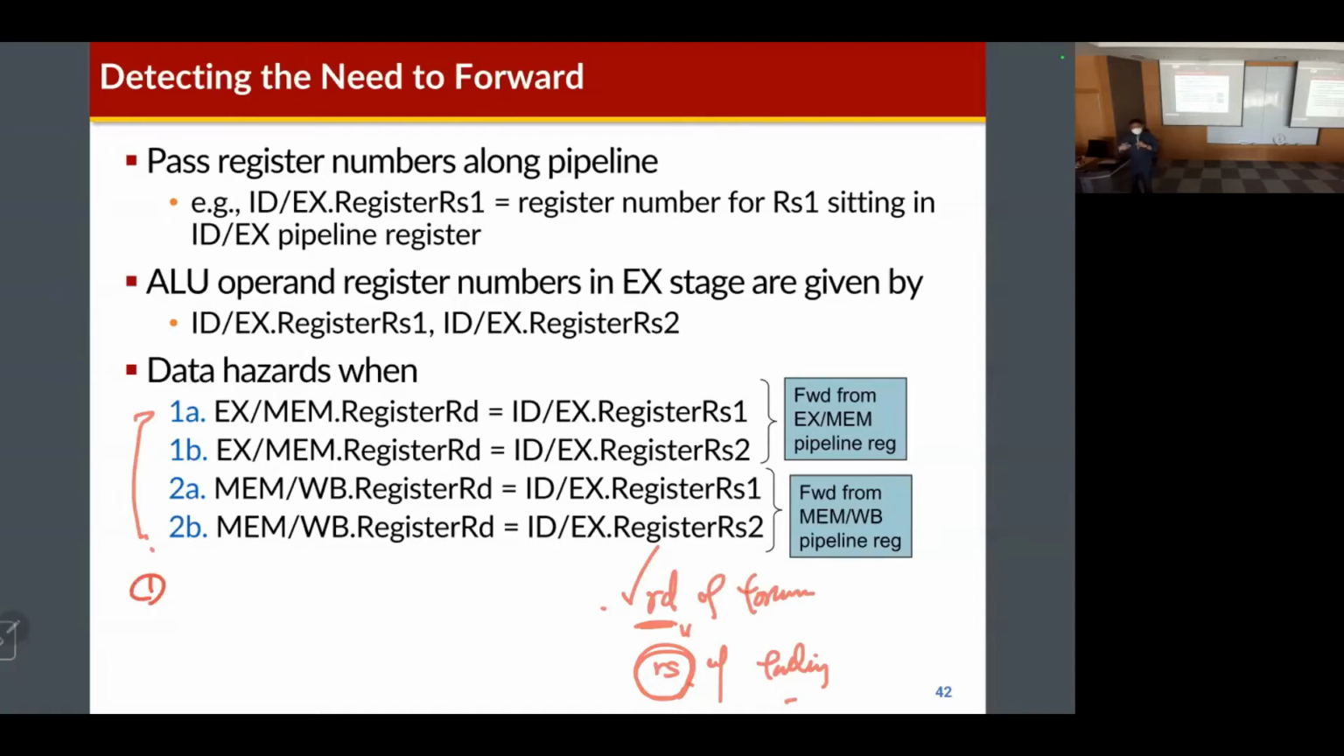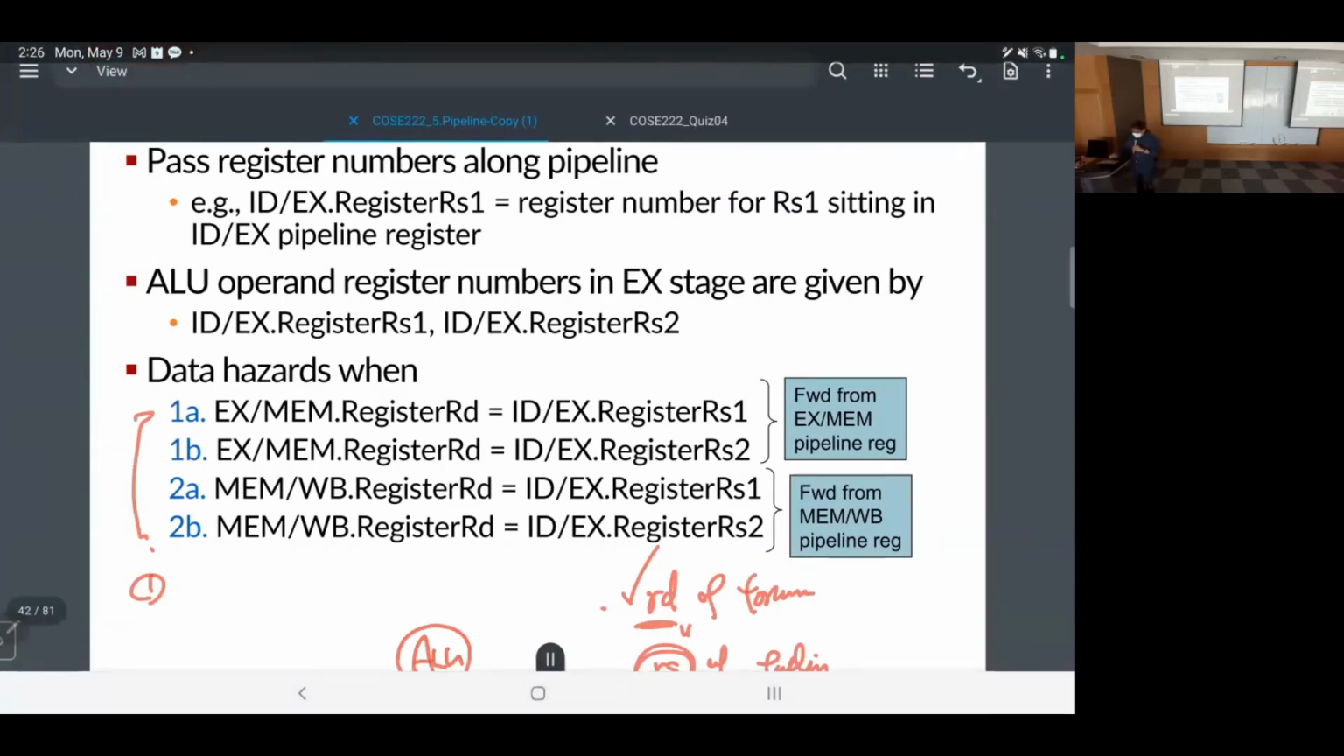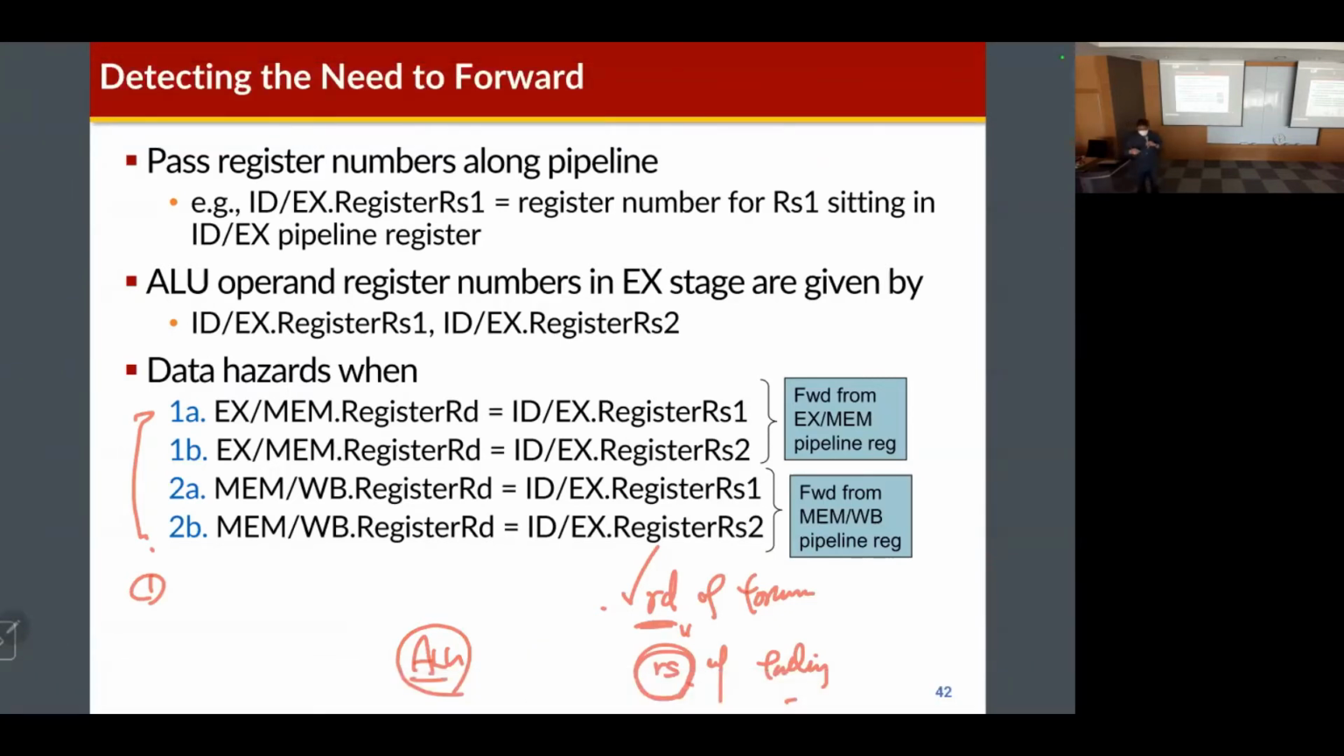So the first thing we need to check is when data forwarding is required. So what does it mean? We already learned that if a certain operation is done in a certain stage, then we require the control signal for that stage. So like the ALU source is also a control signal, but the ALU source is required in the EX stage because this signal is required by the ALU, which means that the control signals are also delivered to the EX stage.